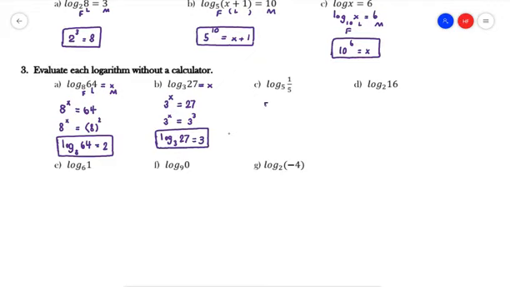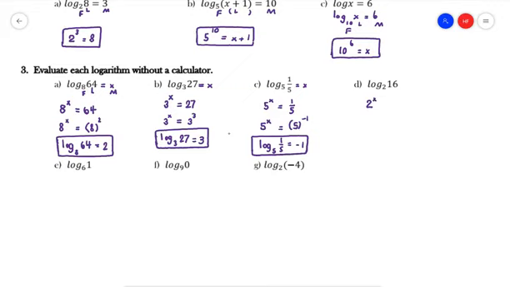Here we have 5 to some power is 1/5. Writing them with the same base, we get 5 to the power of -1. So then log base 5 of 1/5 is equal to x, which is -1. So remember, our logs can equal negative numbers, but we can't take the log of a negative number.